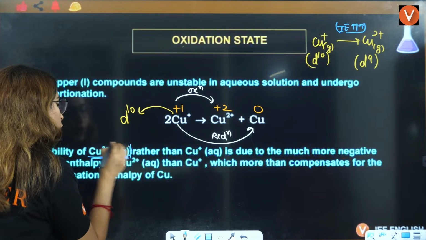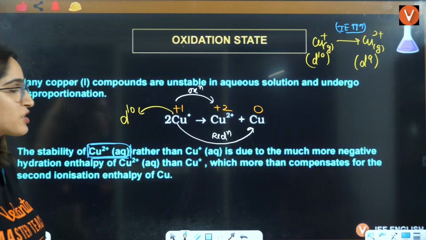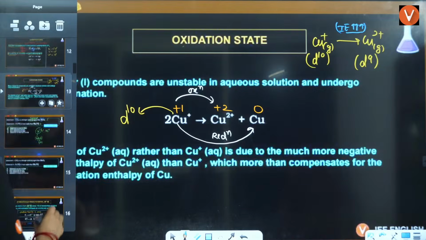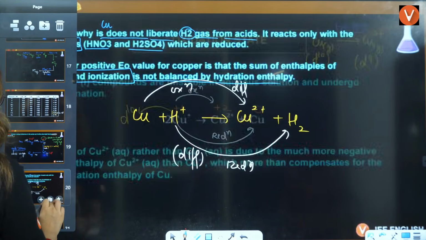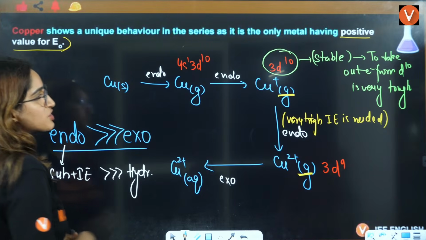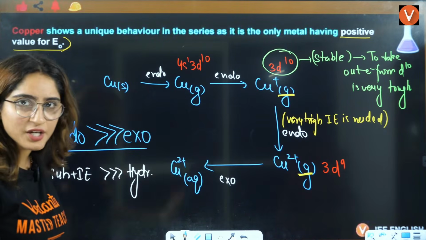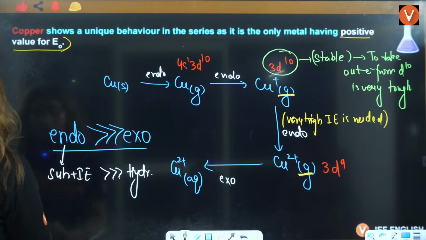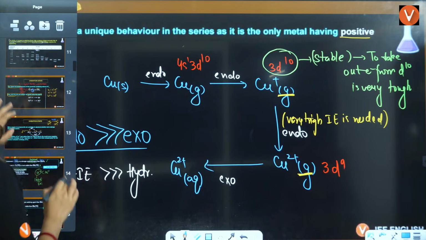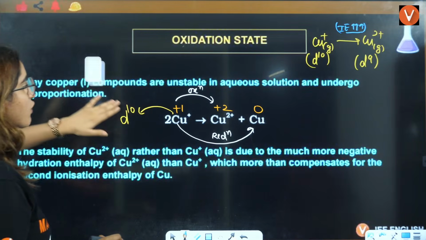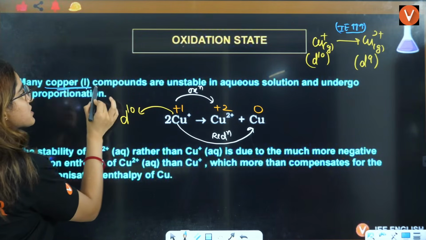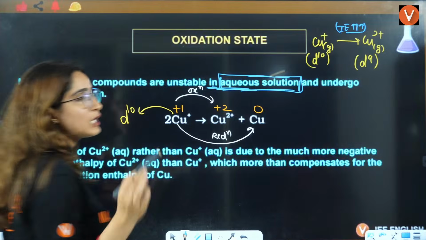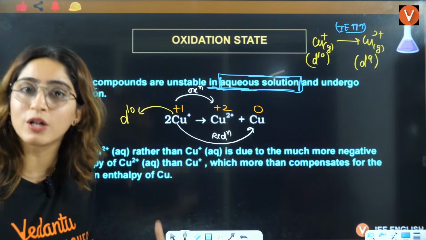In aqueous solution, this is highly stable. That's why I specially mentioned there, underlined, that it is gaseous. In the gaseous state, yes, Cu+ is more stable; you require very high ionization enthalpy. But when we talk about the aqueous case, Cu+ compounds are unstable in aqueous solution, because in aqueous solution you have hydration enthalpy also.